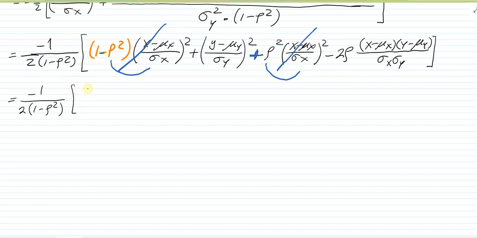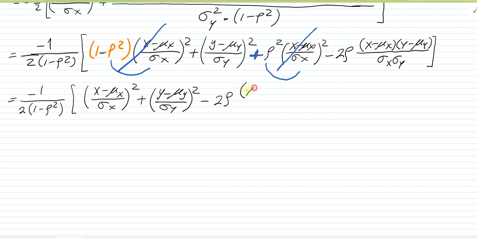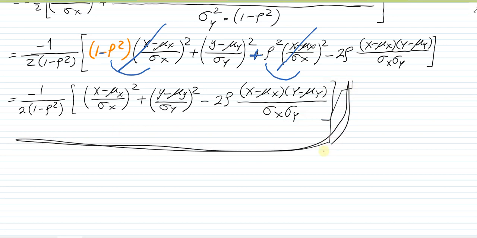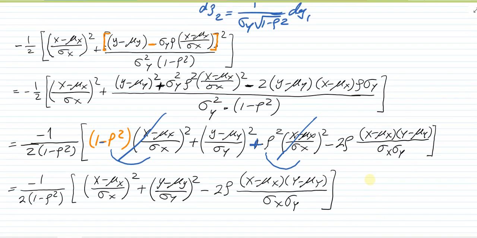And then that's just going to be a single term, x minus mu x over sigma x quantity squared. Okay, plus the next term is going to be y minus mu y over sigma y squared, negative 2 times rho parentheses x minus mu x, y minus mu y, all of that divided by sigma x, sigma y. And there we have that. So all I've done, again, this is the exponent. All of that is the exponent in the integrand in my exponential form.